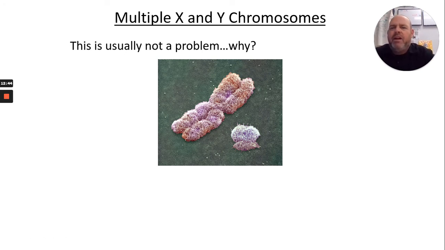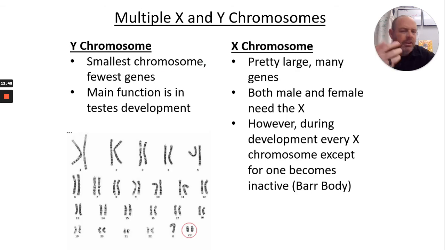Multiple X and Y chromosomes. So why is this not a problem? Why is this accepted by the body? Why are they still able to develop? Well, the Y is the smallest chromosome. It has the fewest genes. Sorry, guys. And the main function is in testes development.